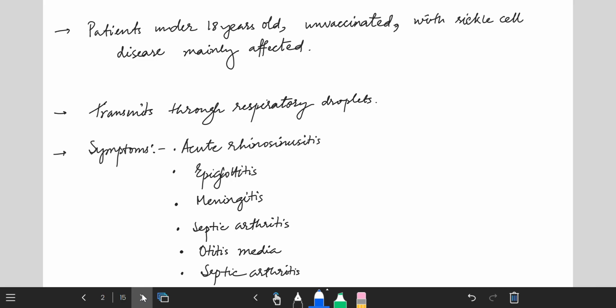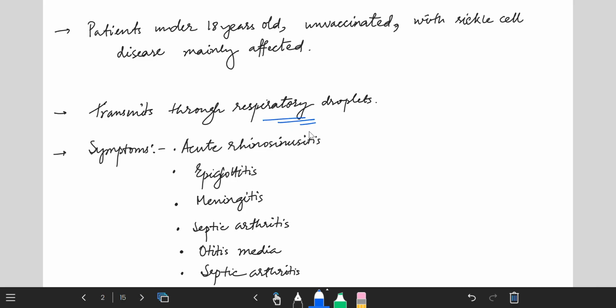Now the next topic is the risk factors, or which kind of patients are affected by it. Okay, so patients under 18 years old, patients who are unvaccinated, and patients suffering from sickle cell anemia or sickle cell disease are mainly affected. Okay, because they have low immunity, that's why they are affected. Now how is it transmitted? It is transmitted through respiratory droplets.